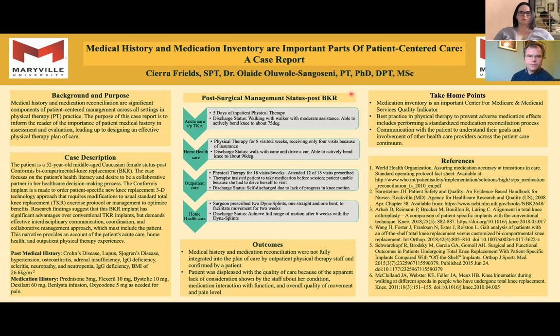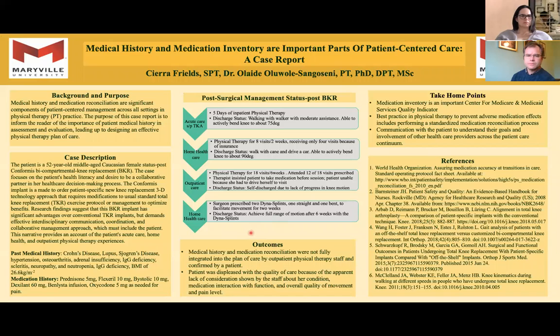She would then return to home health care with the surgeon prescribing her 2 Dyna splints. Basically, these are splints able to provide flexion and extension with the patient providing the level of strain on themselves, one straight and one bent to facilitate movement for the next 2 weeks. The discharge status from these Dyna splints was that she was able to achieve full range of motion after 6 weeks.